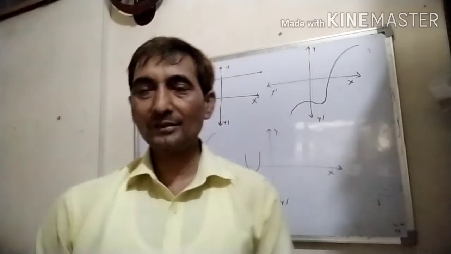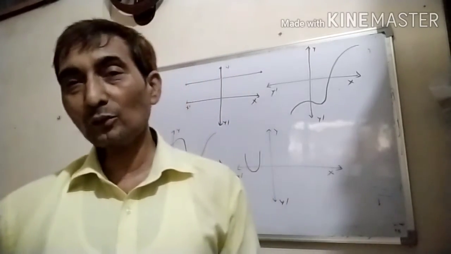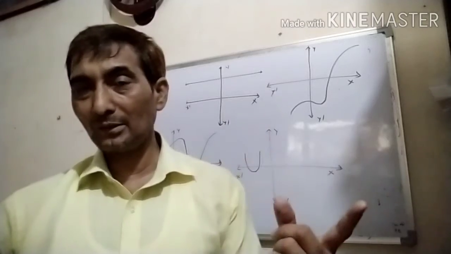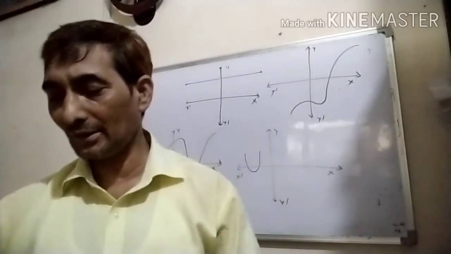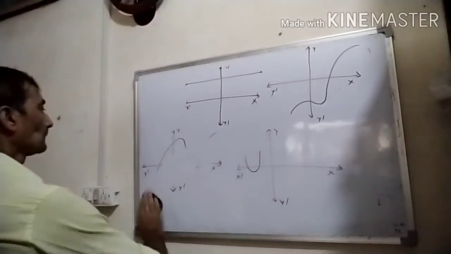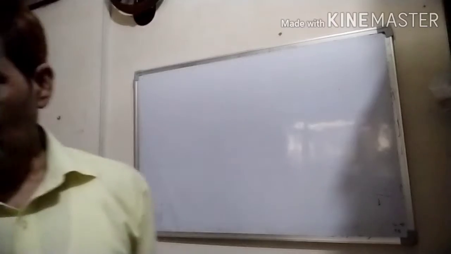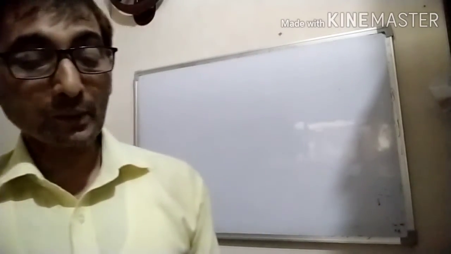Now come on. Exercise number 2.2. Here, we do not find the number of the zeros. You have to find the zeros of the polynomial. Exercise number 2, question number 1. Find the zeros of the following quadratic polynomial and verify the relation between the zeros and coefficients.